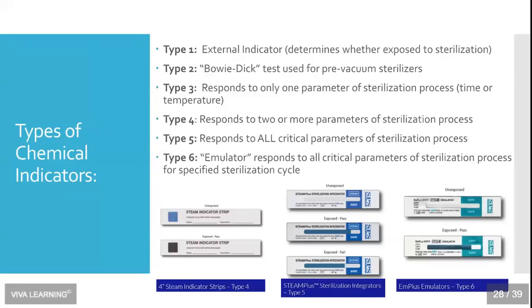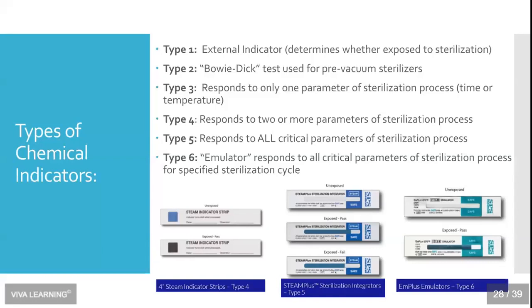A type 2 is a Bowie-Dick test for a pre-vacuum sterilizer. And if you have a pre-vacuum sterilizer, you are supposed to use this, or should be using this at least once per day. And I won't get into Bowie-Dick tests or type 2 indicators during this webinar. Number 3 responds to only one parameter of the sterilization process, typically temperature. Typically, these are used in dry heat sterilizers. Some practices still use dry heat sterilization.